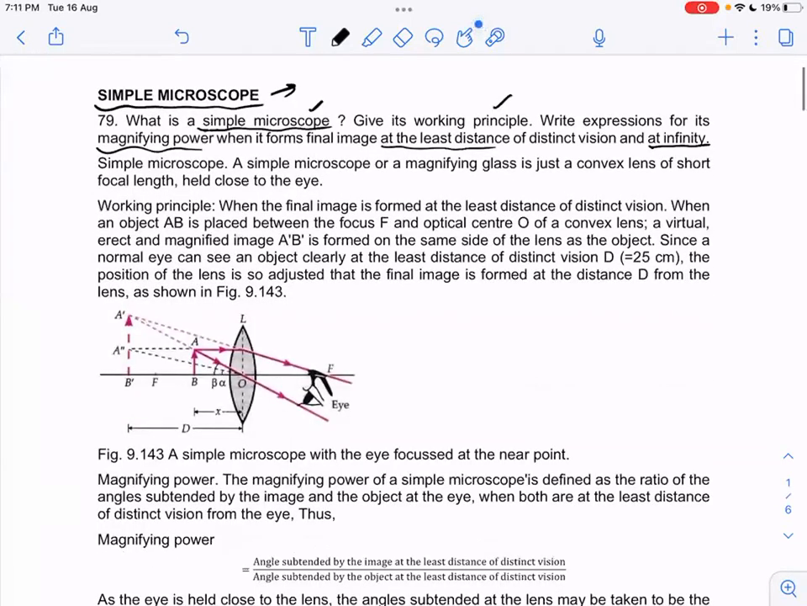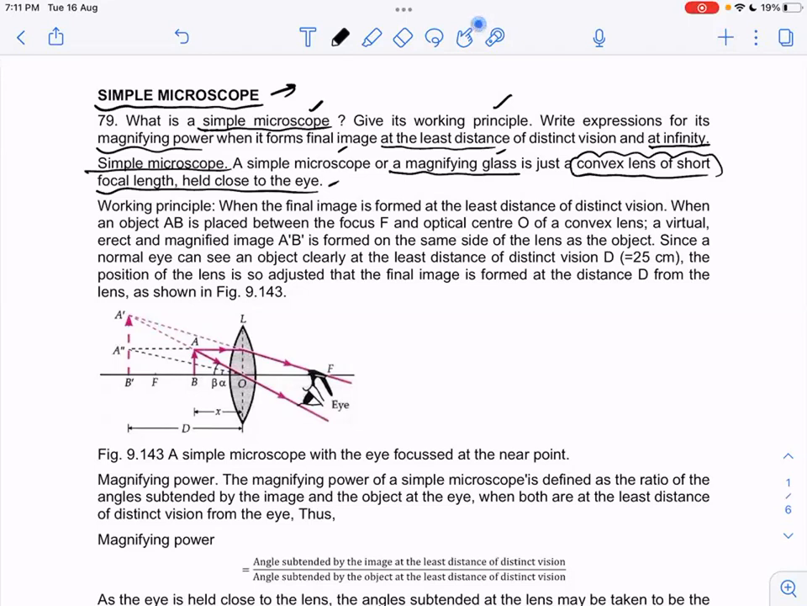Basically, a simple microscope is also called a magnifying glass. It is just a convex lens of short focal length, and it is held very close to the eye. So what is it called? A simple microscope is also called a magnifying glass. But what is it all about? It is a basic convex lens of short focal length, which is held close to the eye.